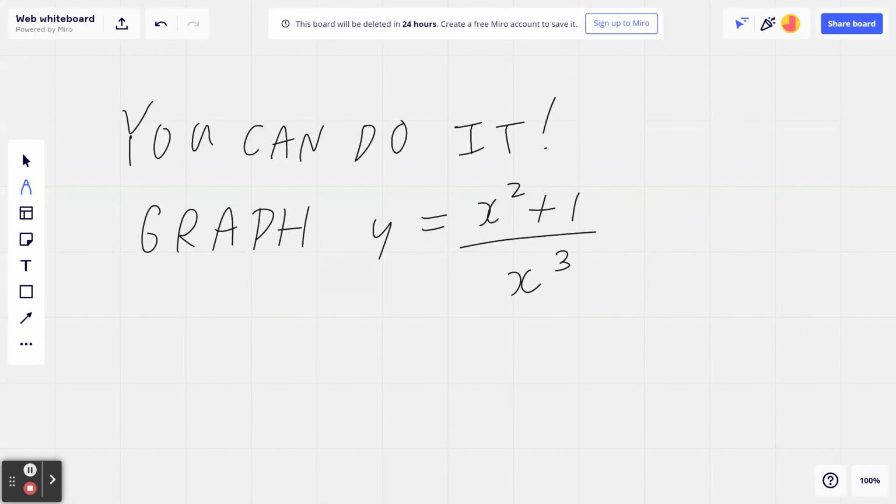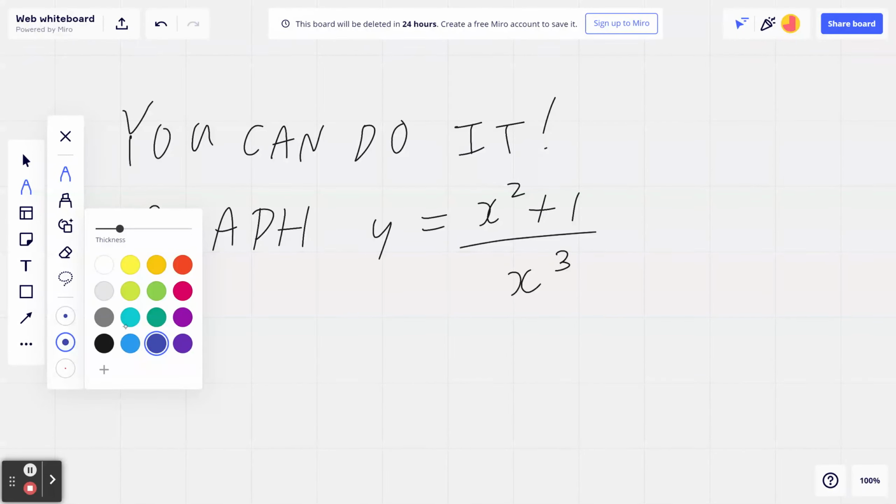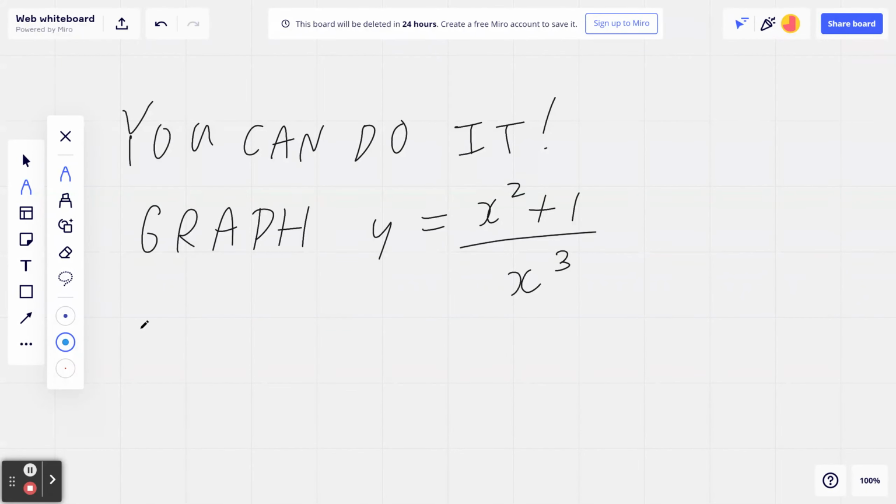Hi everyone, let's take a look at the following function. Graph y equal to (x squared plus 1) divided by x to the power of 3. Step number 1. Let's write down all the vertical, horizontal, and oblique asymptotes.